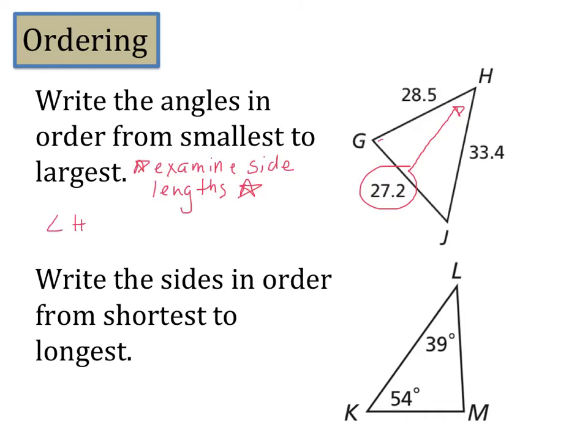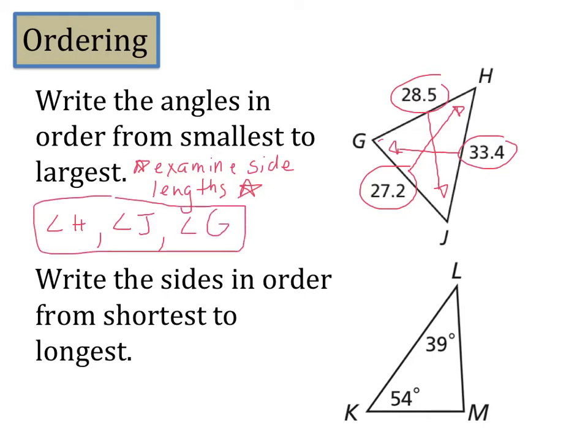So here's the first angle. Now let's look at the next biggest side, which is 28.5. 28.5 is opposite of angle J. So angle J is the second smallest. And finally, that leaves us with angle G, which is the biggest, which makes sense because it's opposite of side 33.4. So here are the three angles in order from smallest to largest.